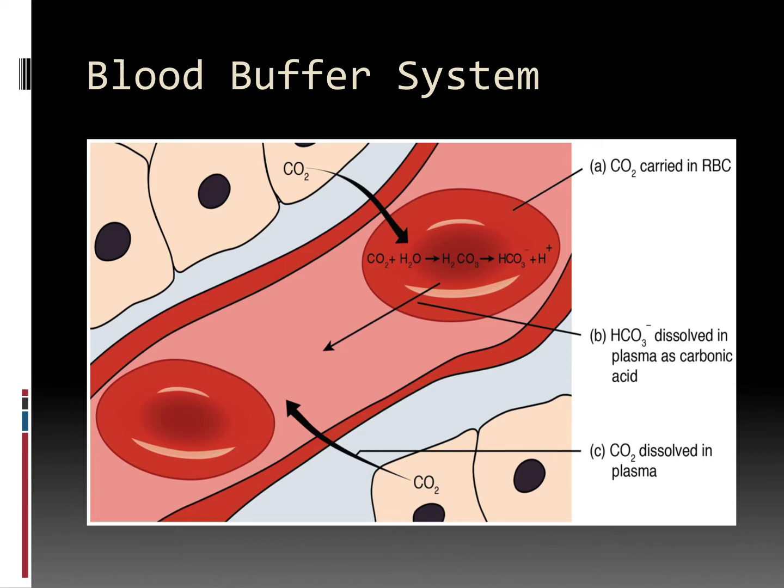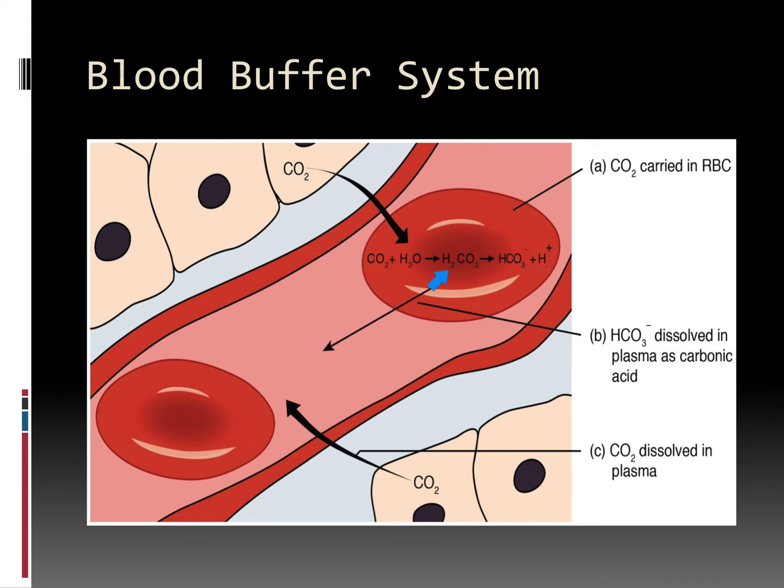Here we go. So if you remember from chemistry, acids are items that release hydrogen ions. Bases accept hydrogen ions. So carbon dioxide, which comes from cells as metabolic waste, can react with water to form this acid, carbonic acid. It is a weak acid, and it can dissociate into this right here, bicarbonate and a hydrogen ion.